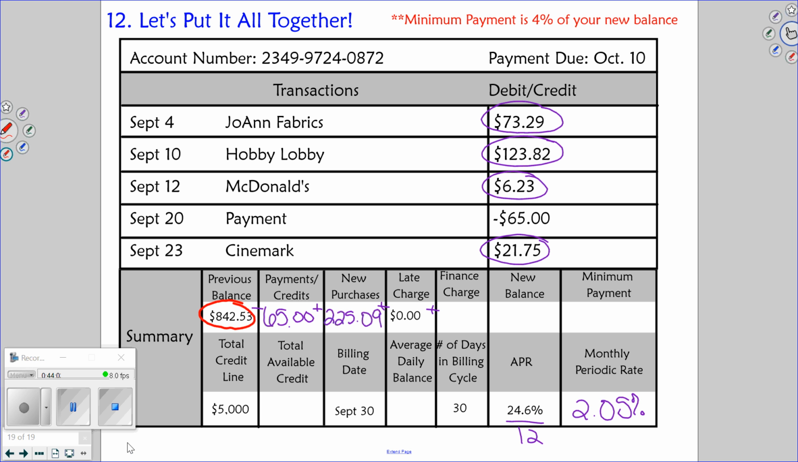3 days. All right, so I don't have a lot of space to write up here. So we need to do 3 times 842.53. I just kind of write it off to the side up here, because 3 days it sat at that balance before I made another purchase. Okay, and then on September 4th, I charged $73.29. So what's my new balance? What's 842.53 plus 73.29?